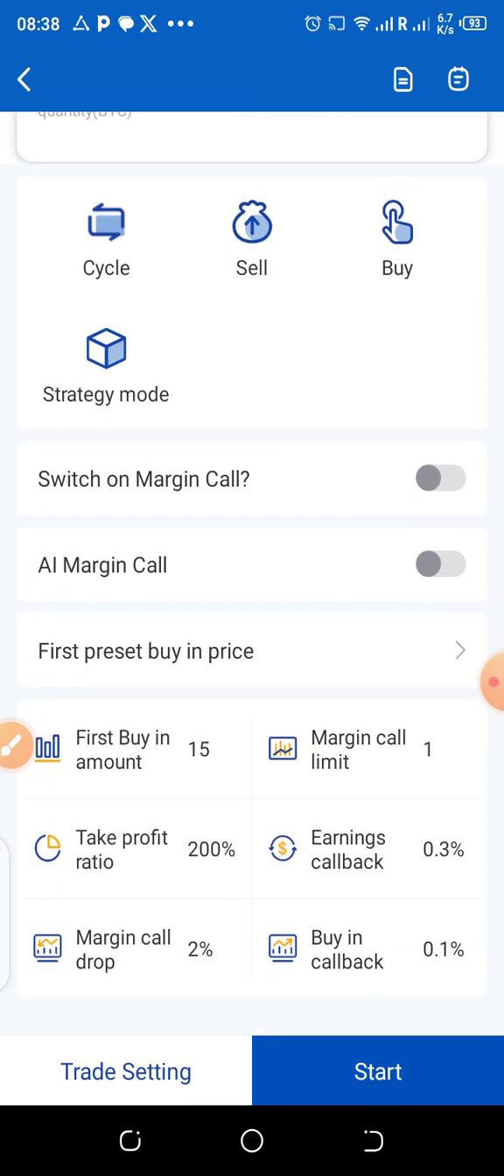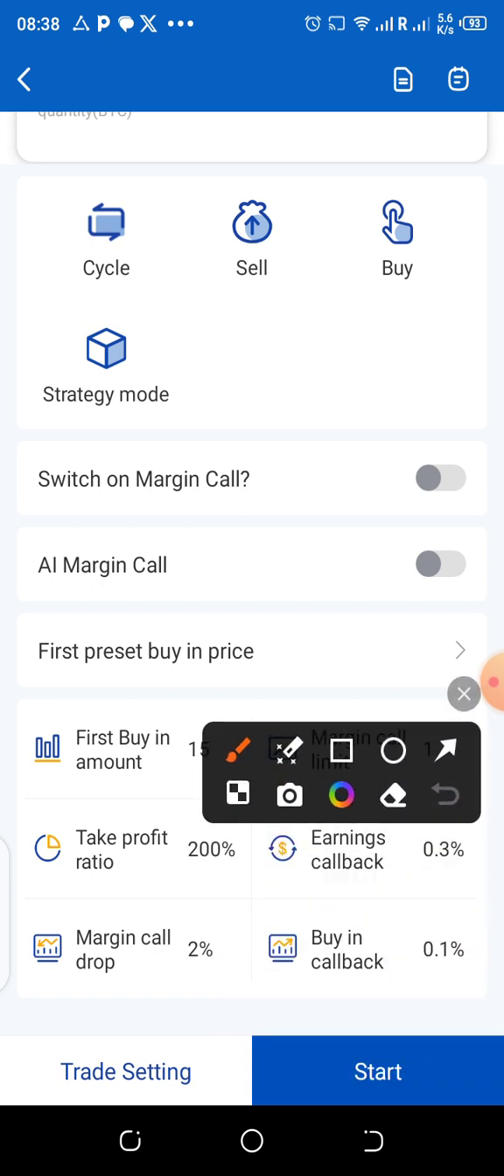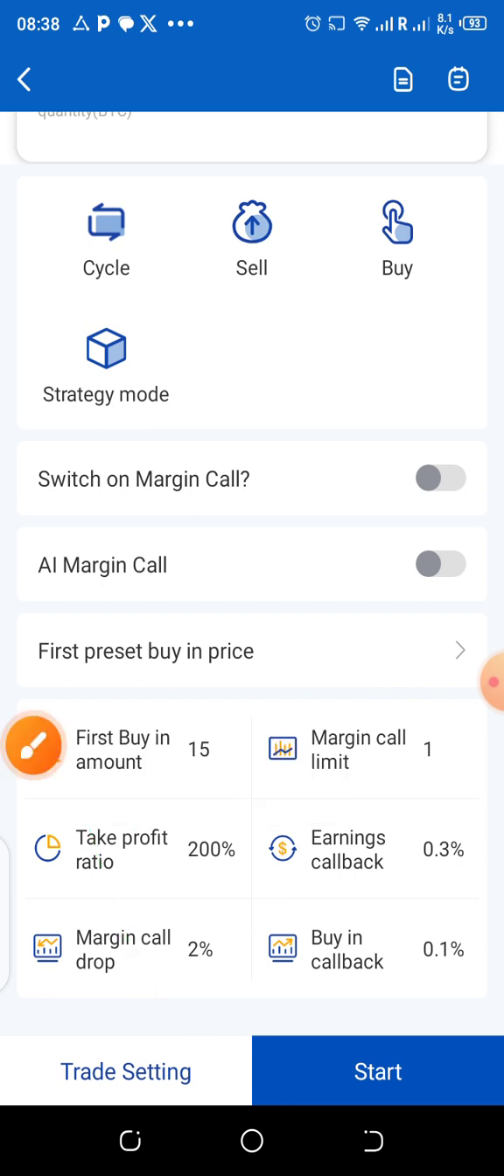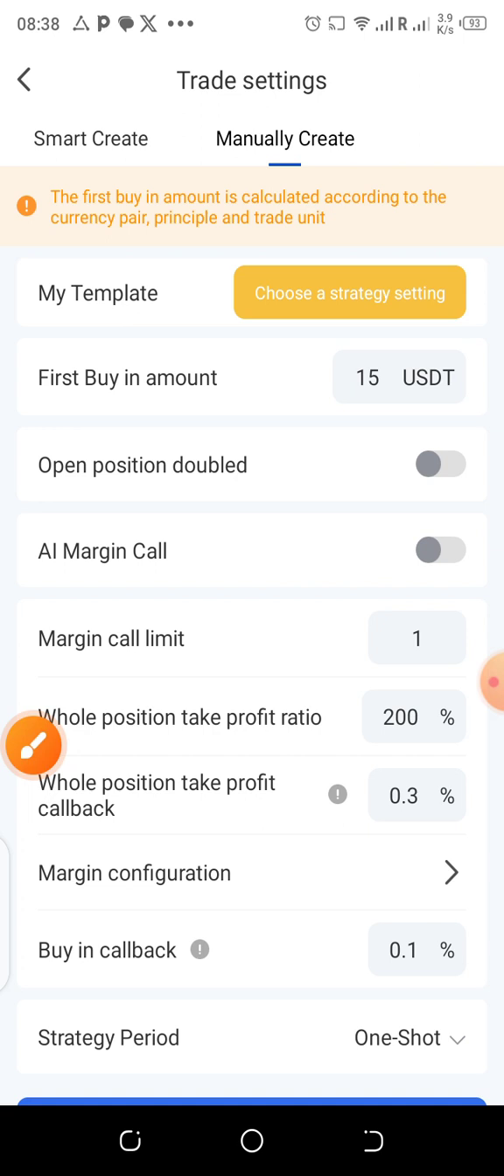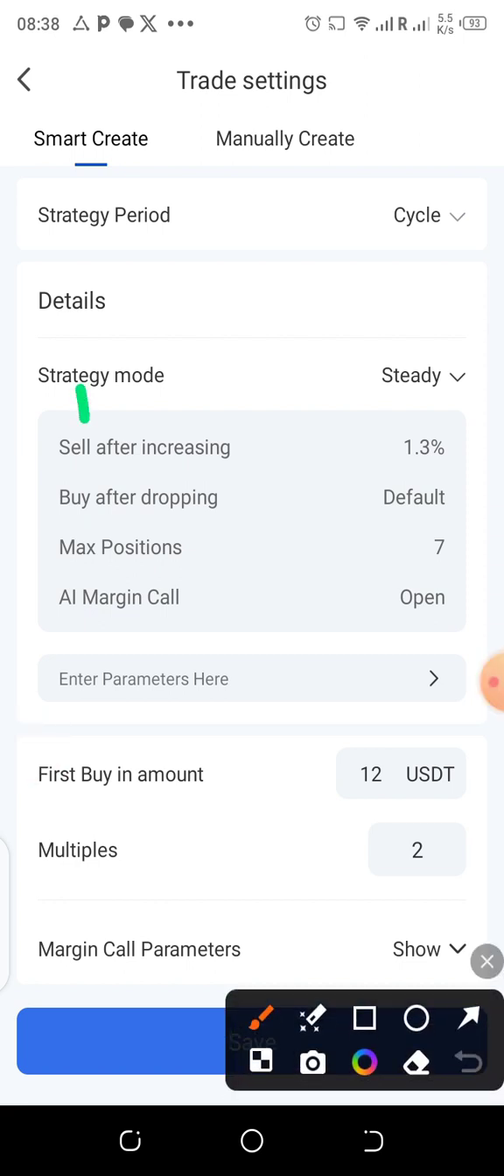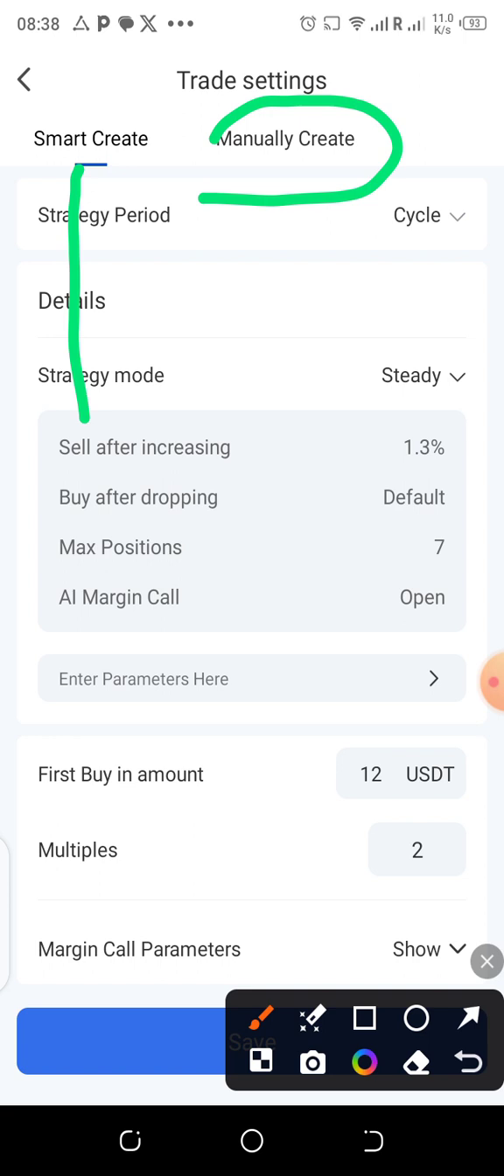So the first step you do here is to go to trade settings. Tap on trade settings. We have Smart Create up here, and we have Manual Create. Smart Create is for RoyalQ. Those are default settings for RoyalQ.